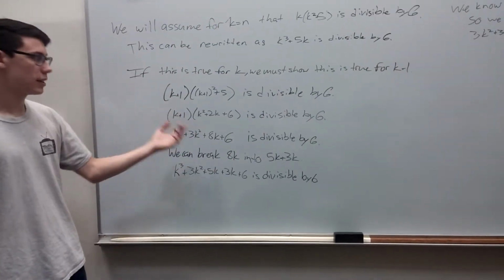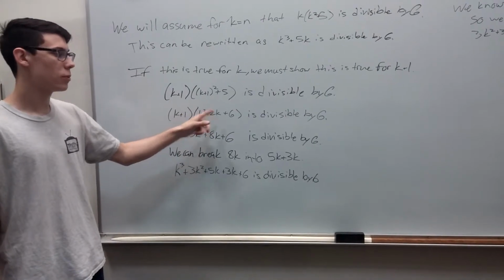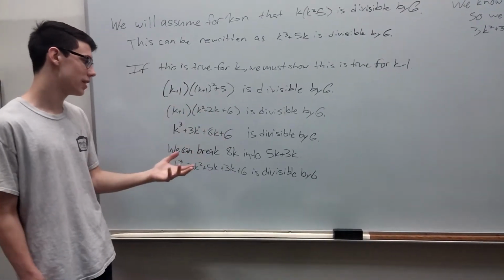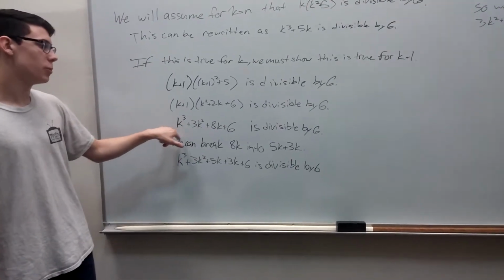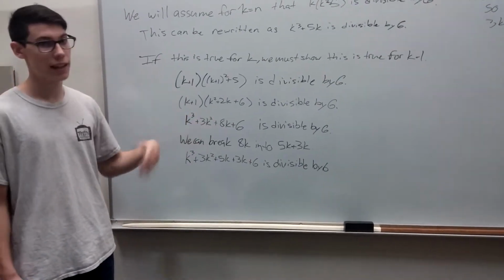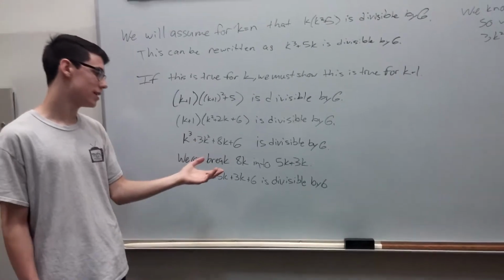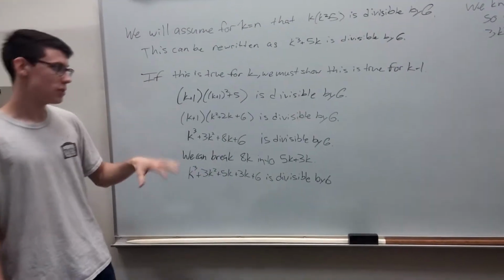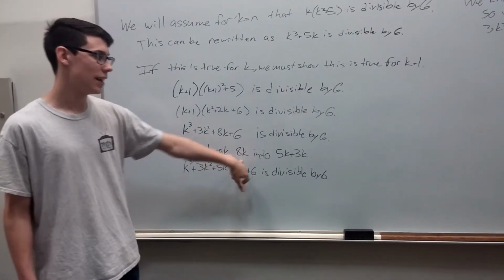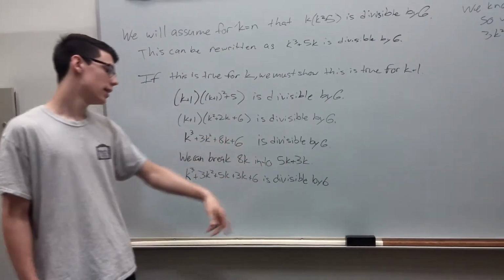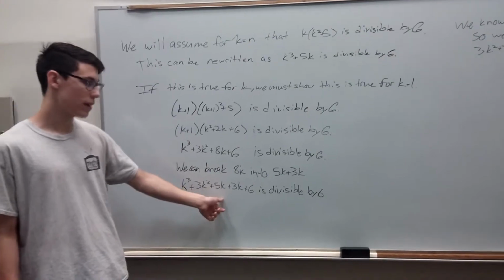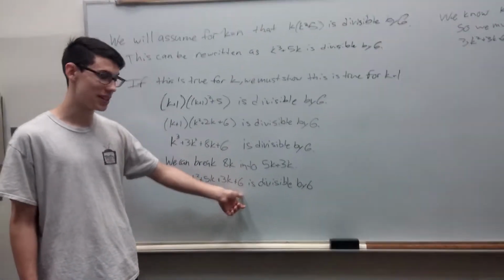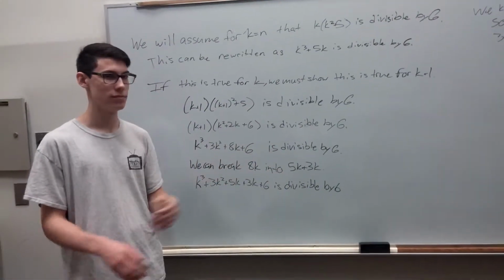So then you get k plus 1 times k plus 1 squared plus 5 is divisible by 6, which becomes k plus 1 times k squared plus 2k plus 6 is divisible by 6. That all gets FOILed out into k cubed plus 3k squared plus 8k plus 6 is divisible by 6. What's interesting is that you can break down 8k into 5k plus 3k. So that can become k cubed plus 3k squared plus 5k plus 3k plus 6 is divisible by 6.